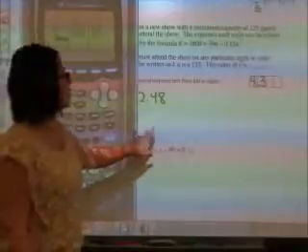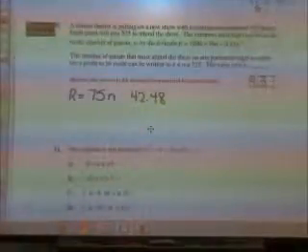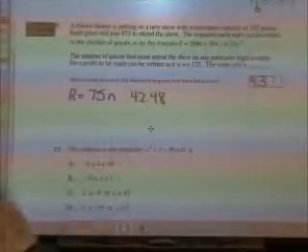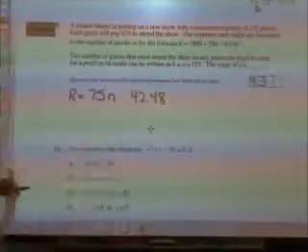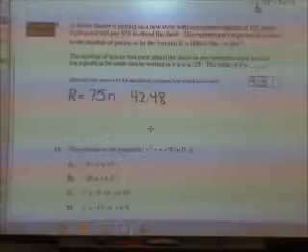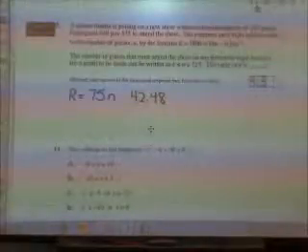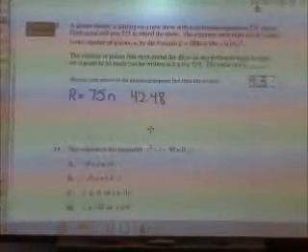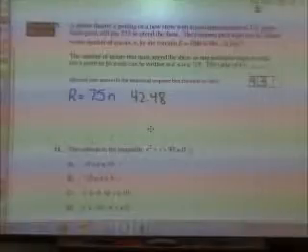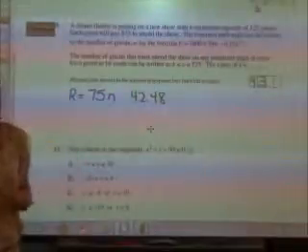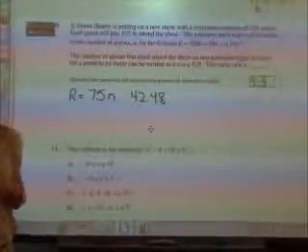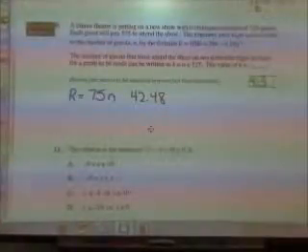Okay? You could also solve this algebraically by letting 75n equal this and then putting everything onto one side. I could use the quadratic formula to help me solve it. Or what I could do is get one equation and graph it and then find the zeros. That would also work. Okay?